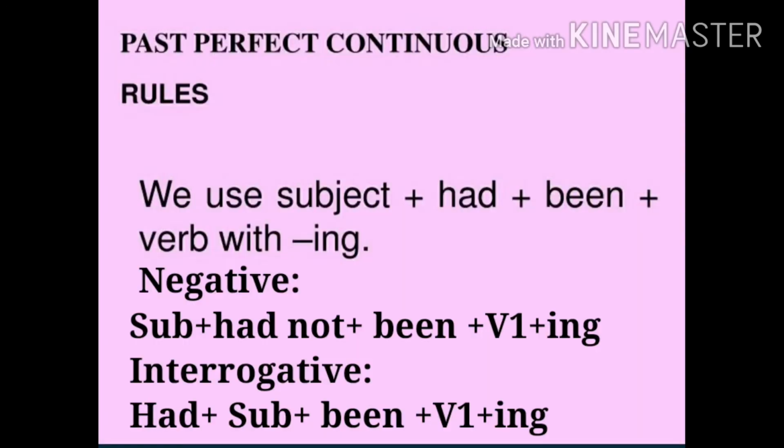Our next tense is past perfect continuous tense. The past perfect continuous tense sentence structure is: in an affirmative sentence we use subject, after subject had, after had been, after been, the verb with ing. It means we add ing to the first form of the verb. In a negative sentence, subject, had not, been, and the ing form of the verb. In interrogative, had, subject, been, then the ing form of the verb. This is the sentence structure of past perfect continuous tense.